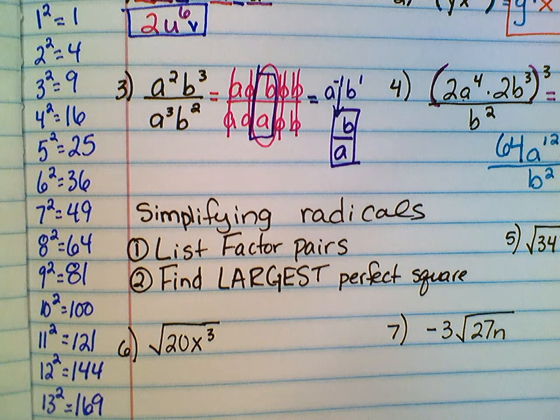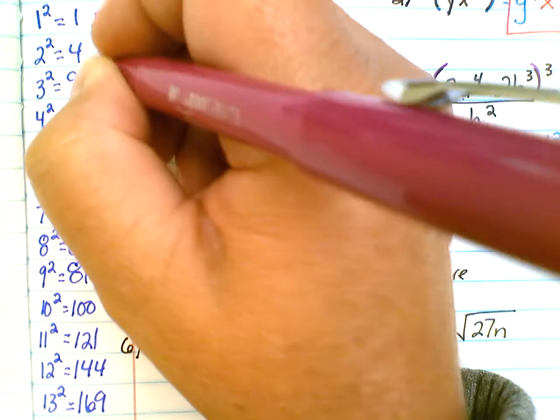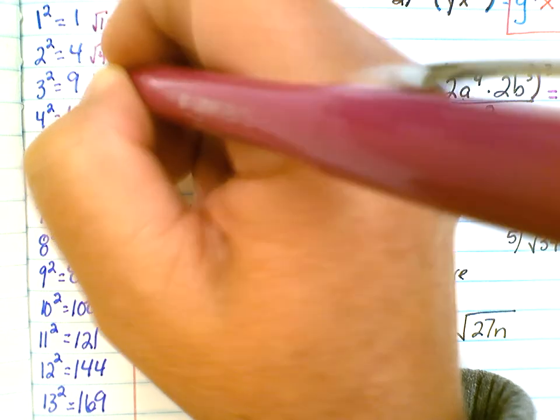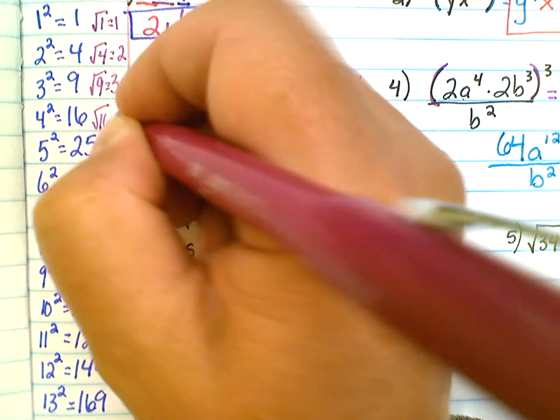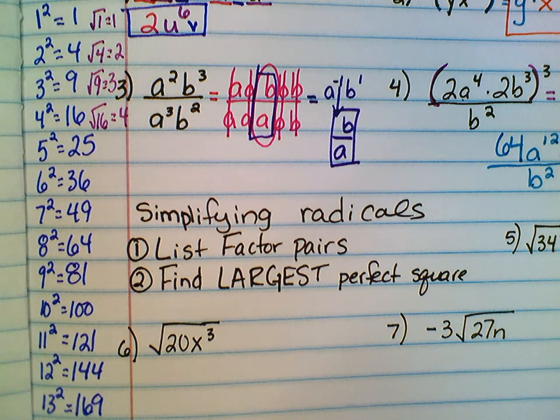And that probably will be enough. And that's important because then I know that the square root of 1 is 1. The square root of 4 is 2. The square root of 9 is 3. The square root of 16 is 4. The better you know your perfect squares, your times tables, the easier this is going to be.